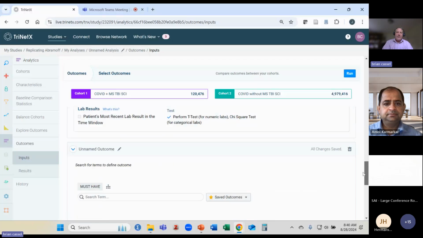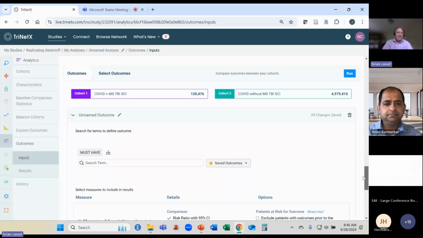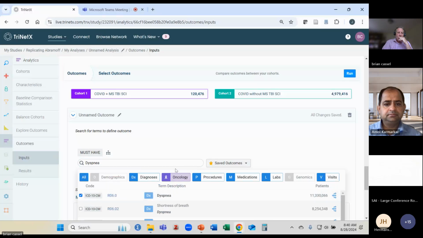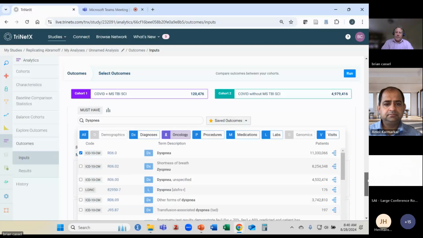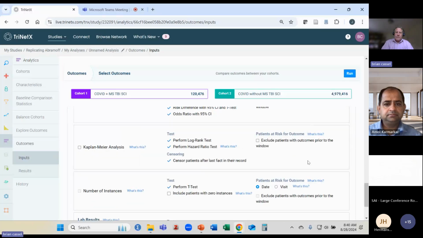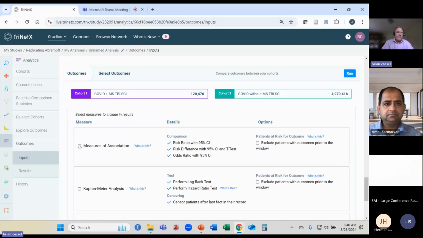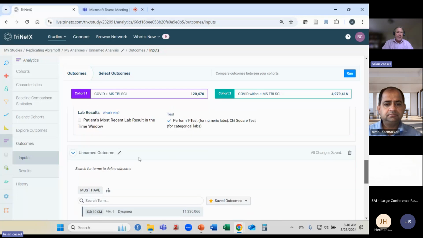And then the third kind of outcome that they did was symptoms. So one of those was dyspnea. So I can do that. And here I'm just going to do a measure of association. I'm not going to do number of instances or whatnot, but I'm going to give that a name.